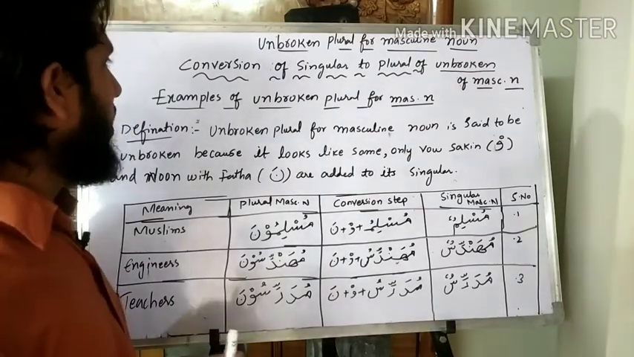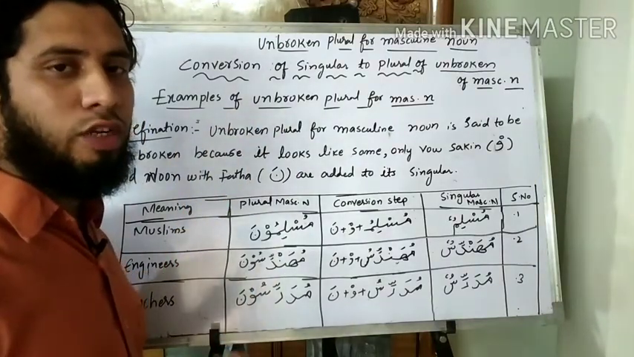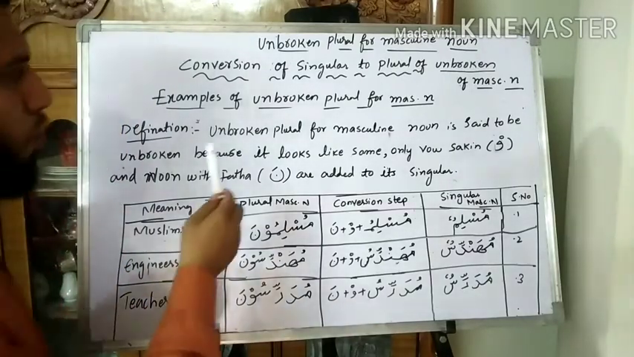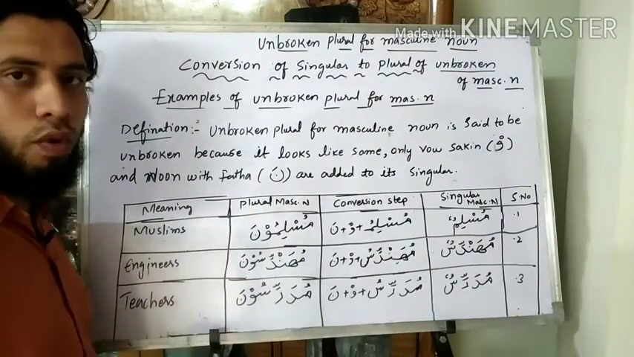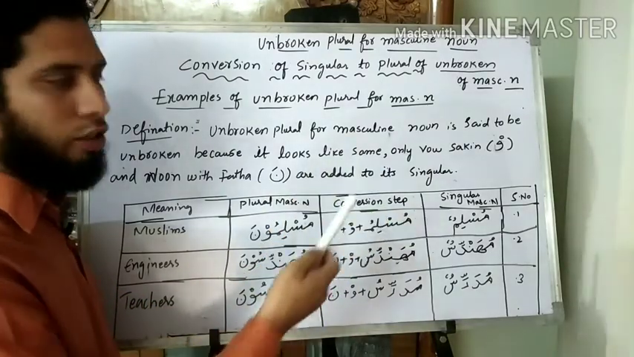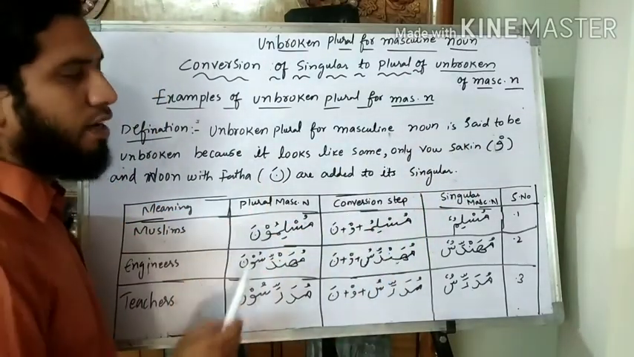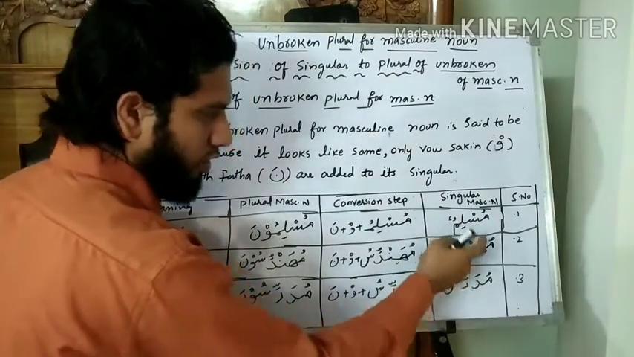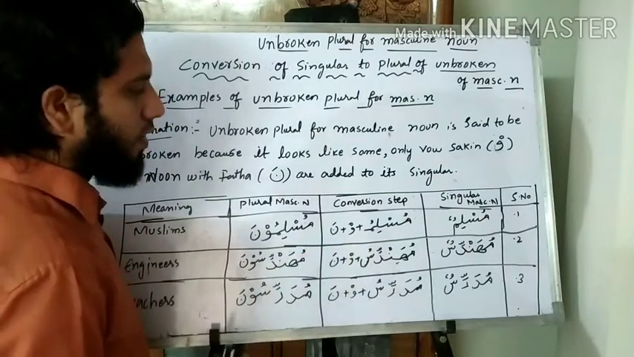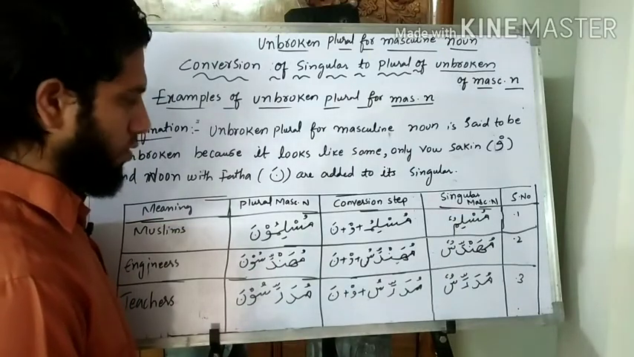Now we will see some more examples of unbroken plural for masculine noun and why it is said to be unbroken plural. Here I have written the definition. Unbroken plural for masculine noun is said to be unbroken because it looks the same if you compare it to the singular. Only waw sakin and noon with fatha are added to its singular. See, Muslimun is a singular word. Only waw and noon with fatha are added, so it almost looks the same. That is why it is said to be unbroken.